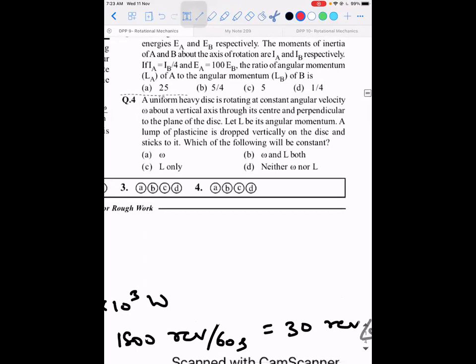Next, a uniformly heavy disk is rotating with a constant angular velocity. I don't think... let's see. A uniform heavy disk is rotating at a constant angular velocity omega about a vertical axis through the center and perpendicular to the plane of the disk. Let L be the angular momentum. A lump of plasticine is dropped vertically on the disk and sticks to it. Which of the following will be constant? So which will be constant? There is actually a theory question.